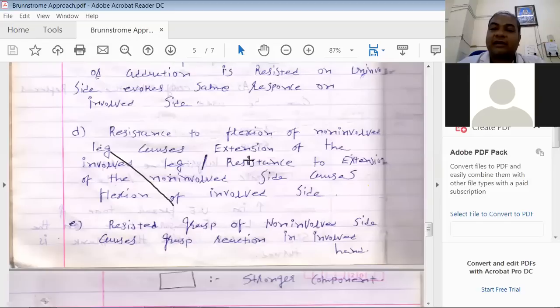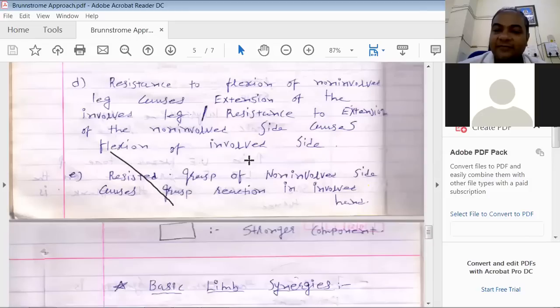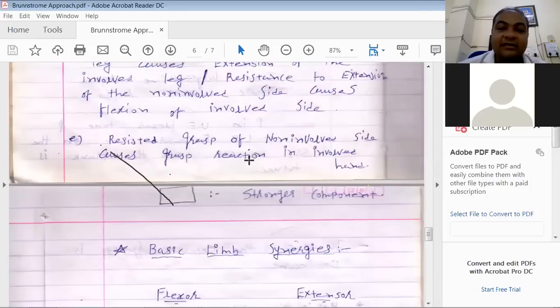Right side will be in hip and knee flexion, and left side of hip and knee in extension. When you give the resistance to the left side of hip and knee flexion, it produces, on the affected side which was already in flexion, the extension movement of the hip and knee. Okay, this is also part of the associated reactions. Right. Next is the resistance of grasp of the uninvolved side.